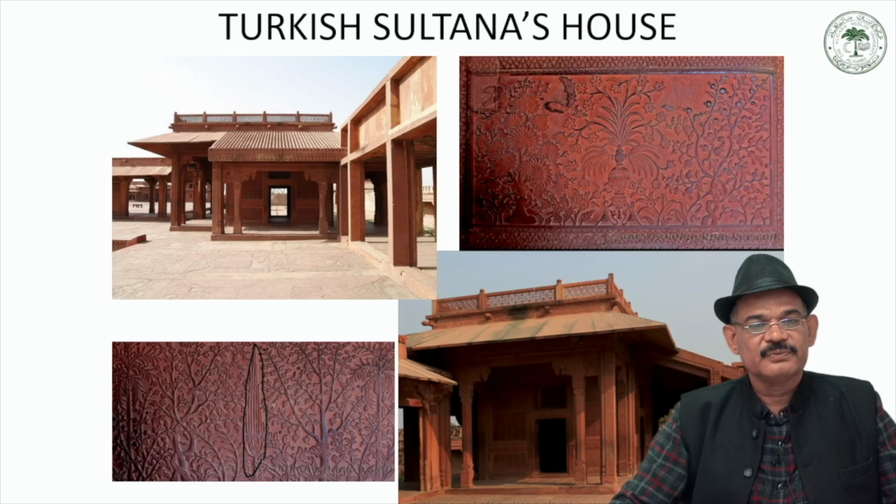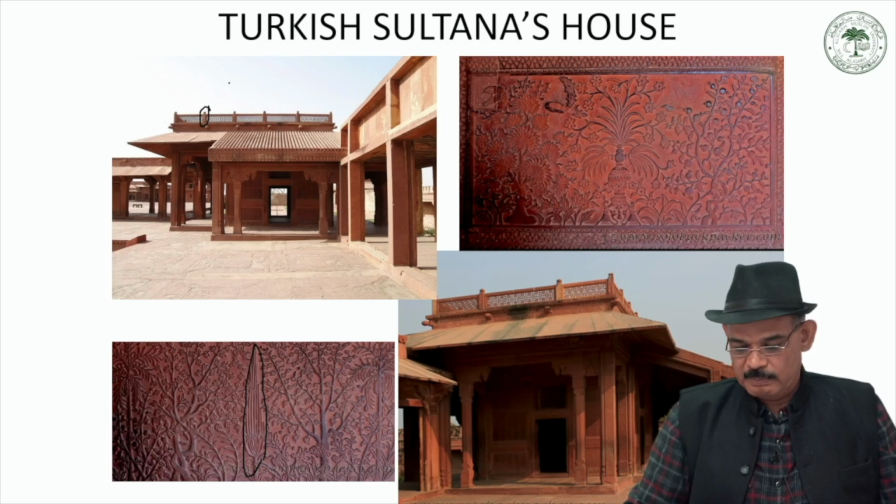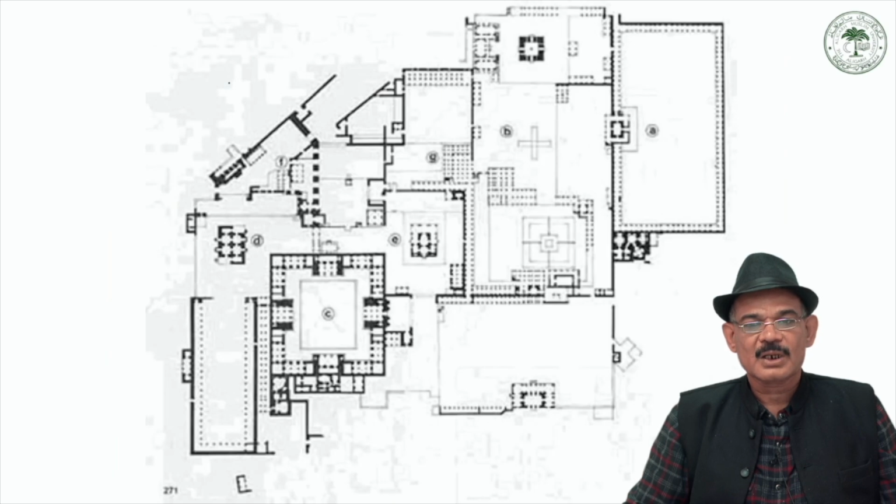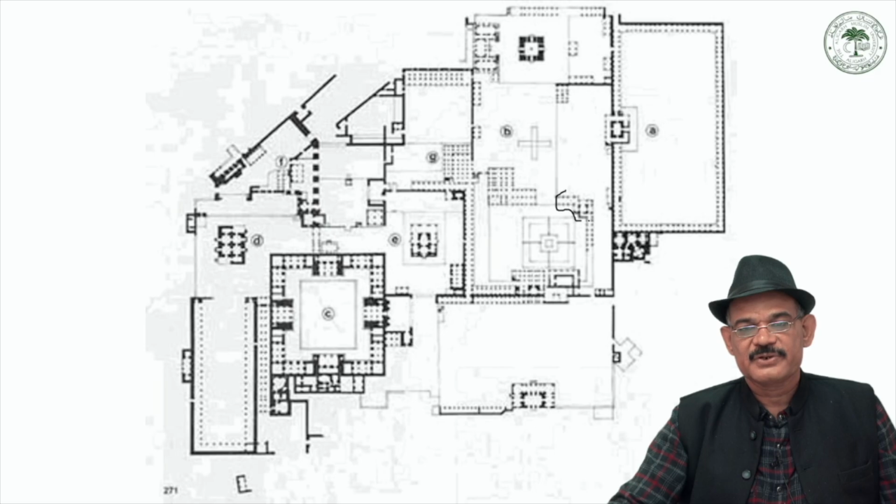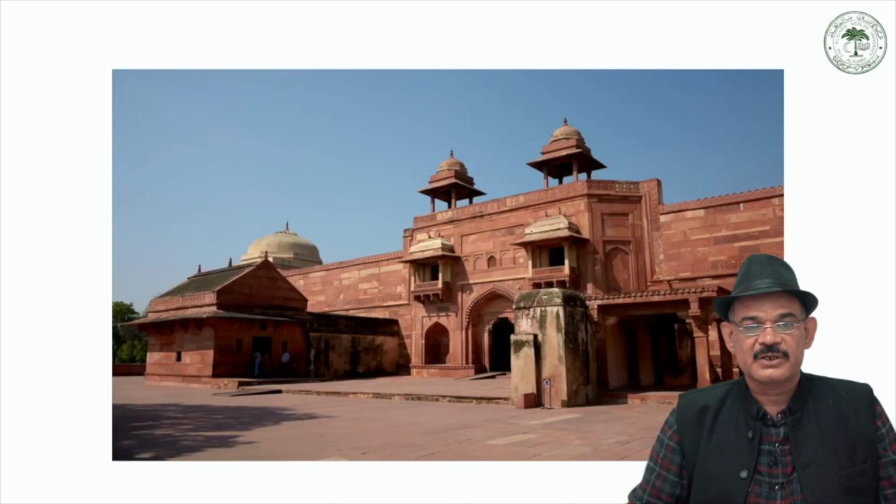All are inscribed and engraved in low relief. These western cloisters and central chamber are flatly roofed, and above have a railing built on the same pattern, with small stone pillars, and between two pillars a stone lattice was used. And this Turkish Sultana house exists on this place. This layout plan is very essential to know the structure's location.